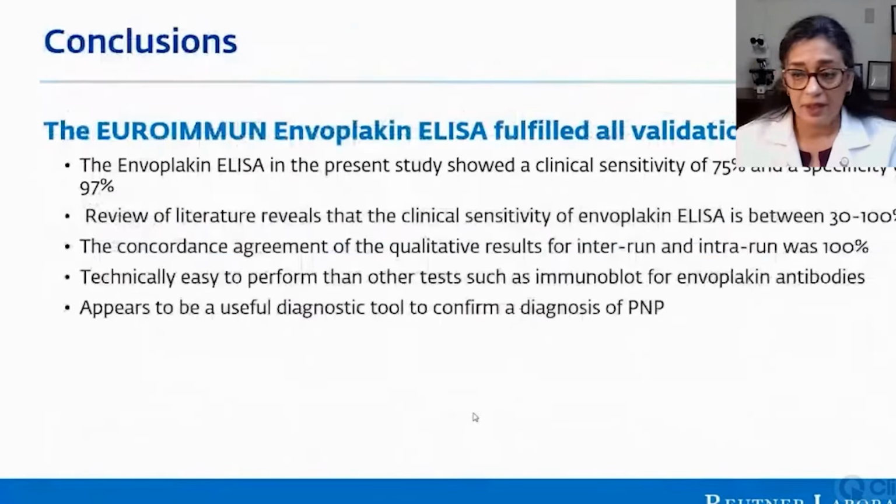So we concluded that this Euroimmun envoplakin ELISA fulfilled all the validation parameters. It was 75% sensitive, and the specificity was 97%. The concordance agreement of the qualitative results for inter-run and intra-run was 100%. This is a much easier test to perform compared to immunoblot for envoplakin antibodies, and therefore it appears to be a useful diagnostic tool to confirm a diagnosis of PNP.